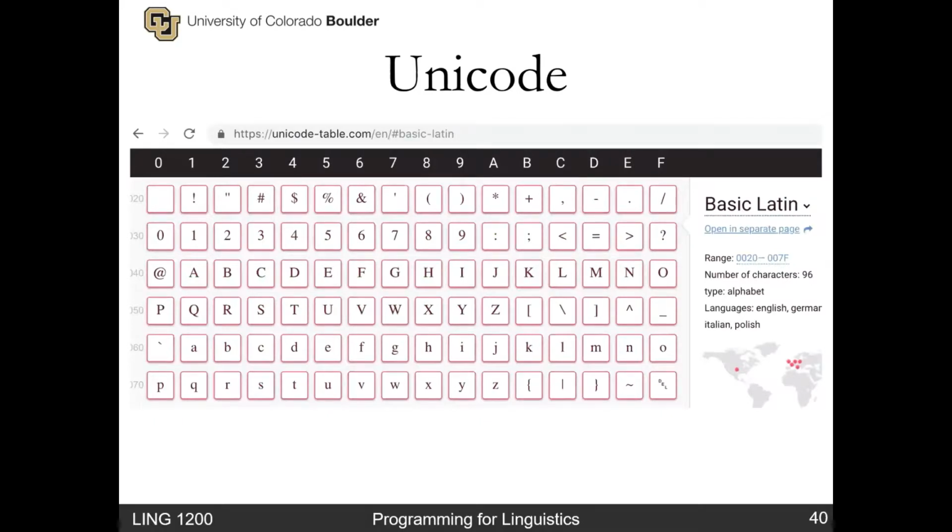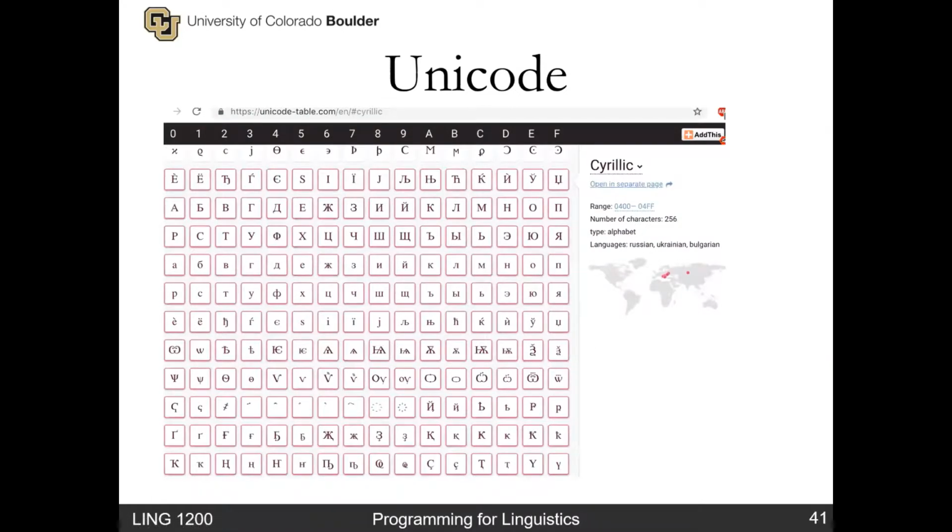So you can go on to unicode-table.com and you can see the whole schema for representing all of these characters. And here's the corresponding, or part of the corresponding part for the original ASCII characters. So here's our basic Latin characters with some punctuation. You can see the range of the numeric codes here in hexadecimal, and the number, the alphabet, and then some examples of the languages that use them and where they're located in the world. So that's our basic Latin.